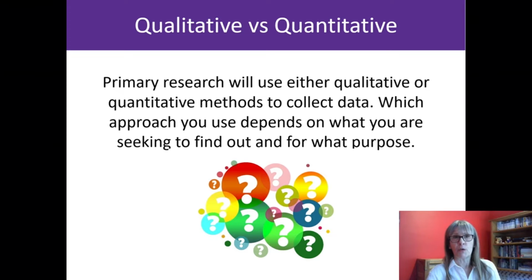Primary research will use either qualitative or quantitative methods to collect data. Which approach you use depends really on what you are seeking to find out and for what purpose. Similarly, of course, you could have obtained secondary research that was driven by either qualitative or quantitative approaches originally.